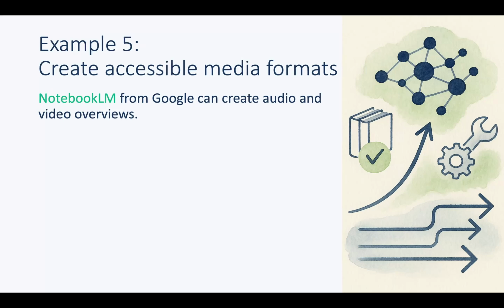All right. 5th example is using AI to revamp or change information into new formats that might be more accessible for you or someone else. And we're going to look at NotebookLM, which is a great tool for this from Google. Parts of this can be done in their chatbot Gemini as well, but NotebookLM is worth exploring in itself.